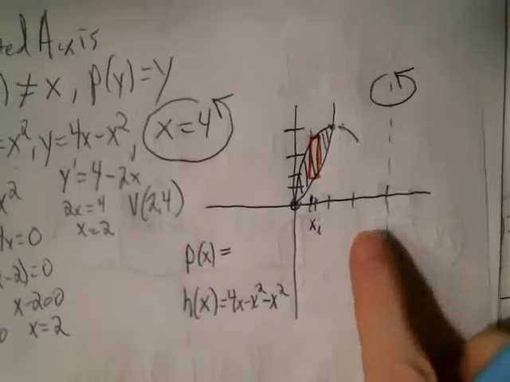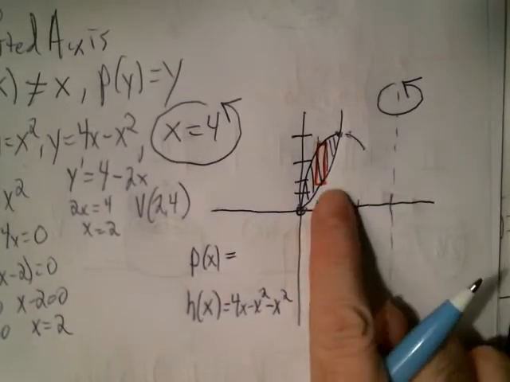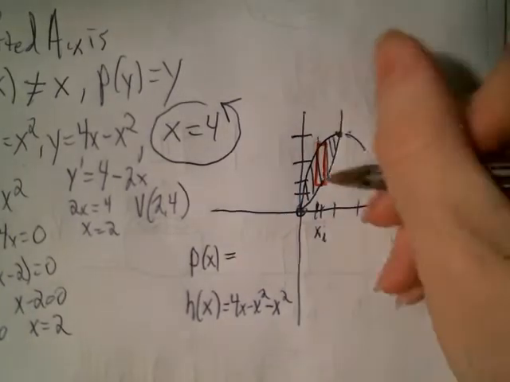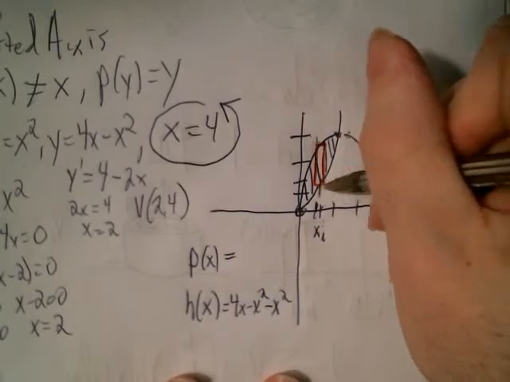On the other hand, I need to know the distance from here to here. So let me do that in green or something. I need to know this distance.